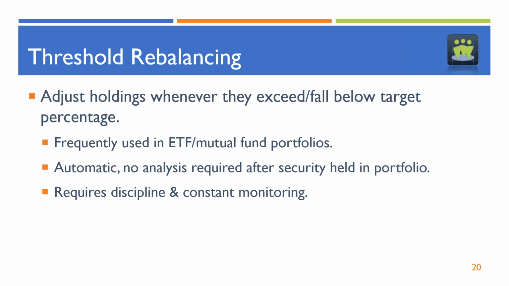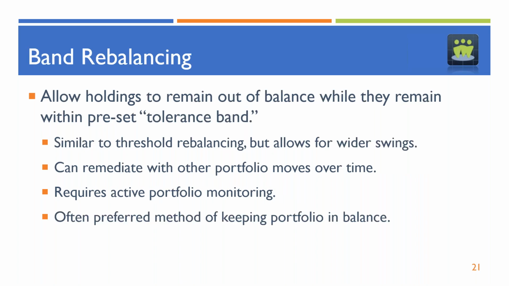You're always dumping your best performers, and that can be difficult emotionally as you address your portfolio objectives. Band rebalancing is similar, but instead of hewing to specific target percentages, you've got a band of a few percentage points on each side, and you let things run within those bands, allowing for wider swings. So this gives you the opportunity perhaps to remediate the shifts in your portfolio balance with other portfolio moves over time, but it does require more active portfolio monitoring.